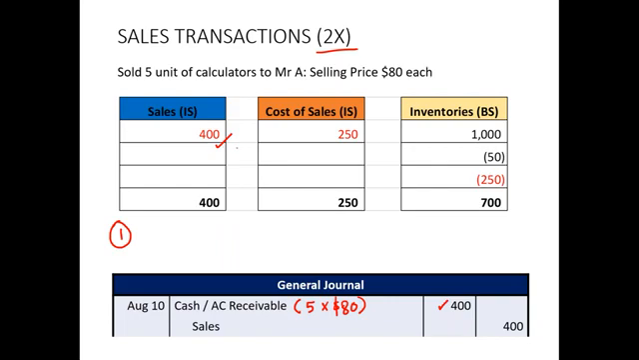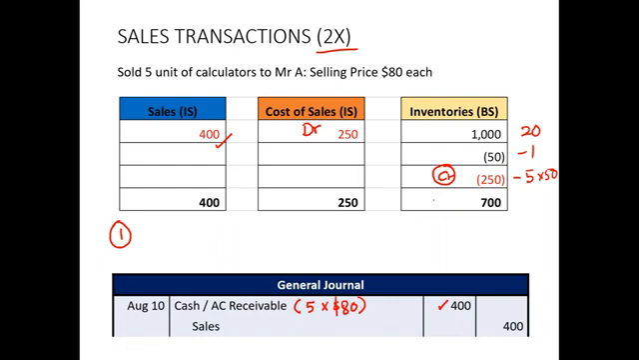The next one, you are going to determine your cost of sale. Once you sold the item to Mr. A, your inventory balance is no more 950. You already took out 5 units. Now, when you sold 5 units of calculators to Mr. A, you're going to minus another 5 multiplied by 50. I'm going to credit the inventory. So your new balance now is 700. And I'm going to record this as the cost of sale. So my cost of sale, I'm going to debit.